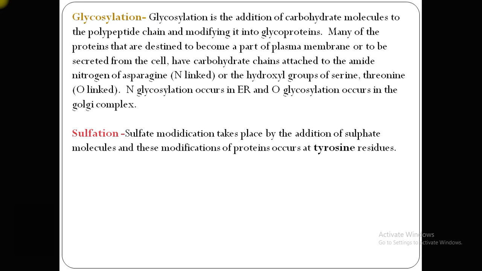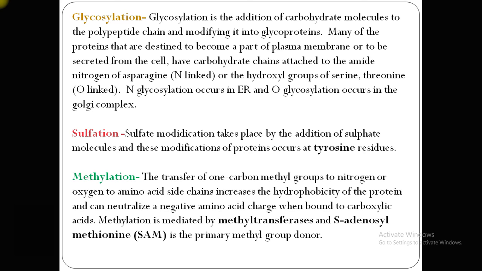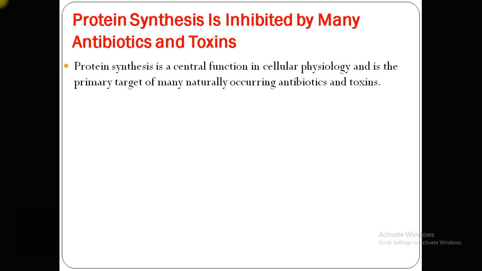Sulfonation. Sulfate modification takes place by the addition of a sulfate molecule, and this modification of protein occurs at tyrosine residues. Methylation. The transfer of a one-carbon methyl group to nitrogen or oxygen of an amide side chain increases the hydrophobicity of the protein and can neutralize a negative amino acid charge when bound to a carboxylic acid. Methylation is mediated by methyltransferase enzyme, and S-adenosyl methionine is the primary methyl group donor.